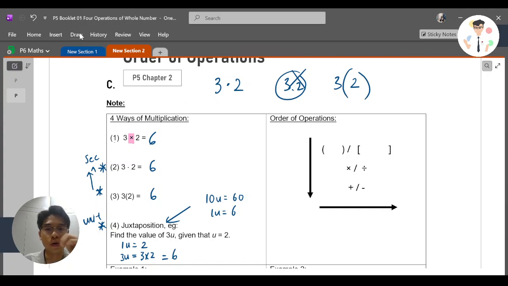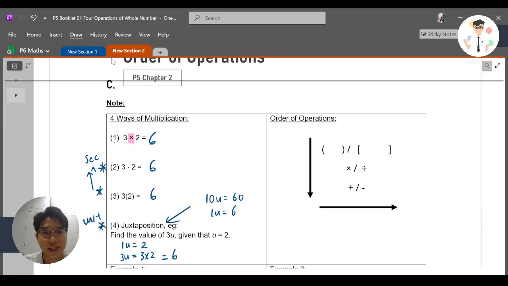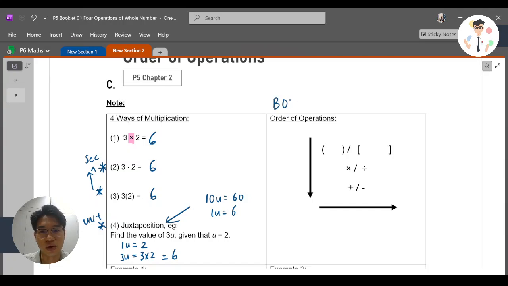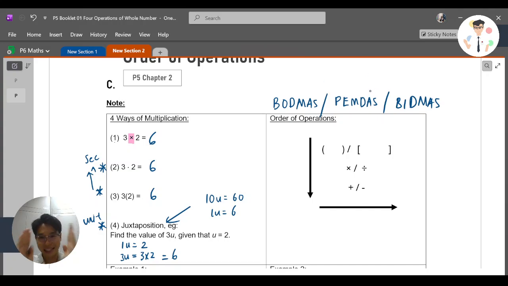Let's move on to the next part, which is order of operations. That's our main key point today. Order of operations, I believe many of you have learned this. Some of you learned something called BODMAS, or some of you learned the word PEMDAS. Some of you use the idea of BEDMAS, something like this. Whatever this is, it refers to the same idea. I don't like to use all these acronyms, but if you want to use it, it's the same thing, no worries.